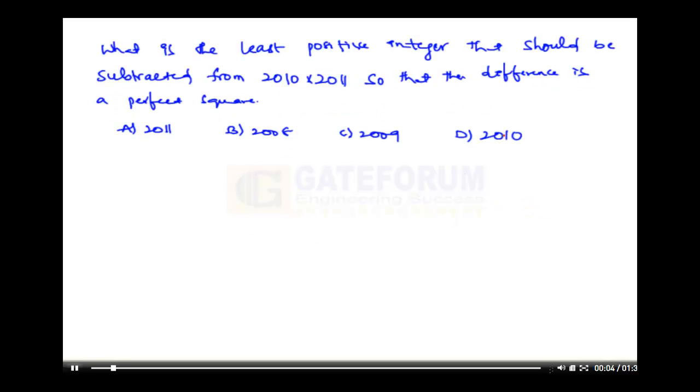For the least positive integer that should be subtracted from 2010 into 2011 so that the difference is a perfect square.